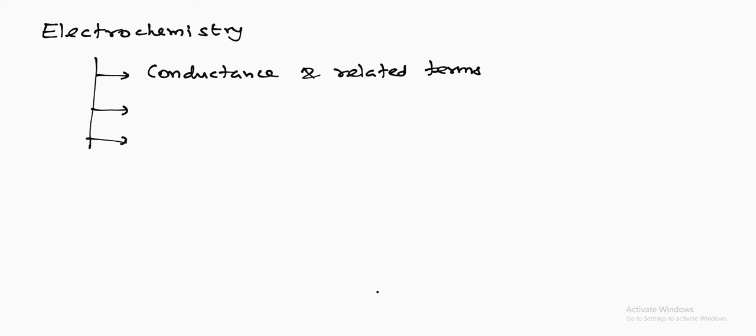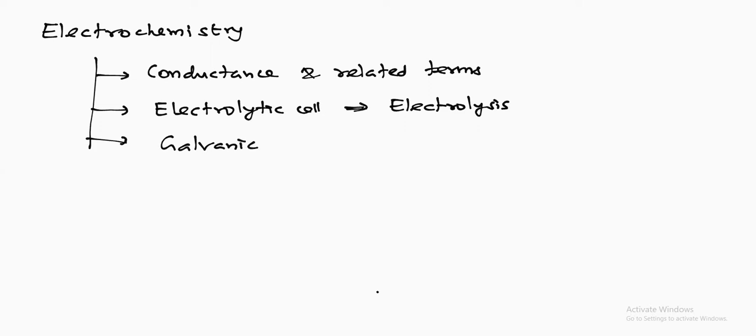Then second one, we are going to discuss about electrolytic cell. Under electrolytic cell, very specifically, we are going to discuss about electrolysis. What is electrolysis and how to identify product of electrolysis. Then third part is about galvanic cells. So these are the three important parts that we are going to discuss under electrochemistry chapter. So let's begin with the conductance first.